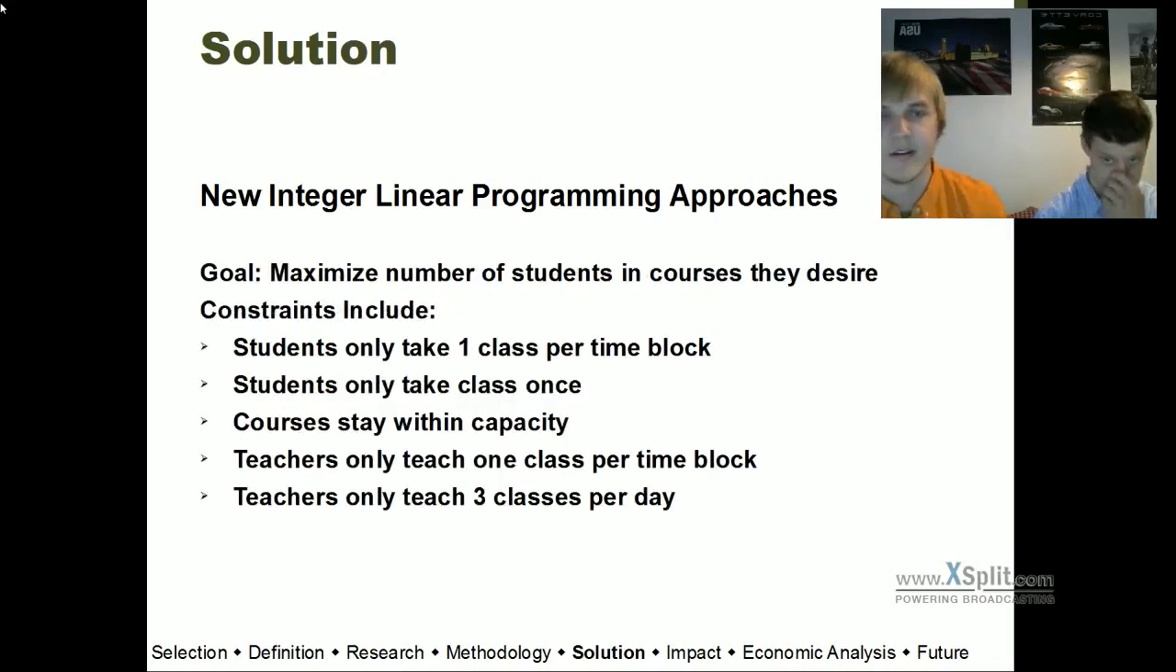Okay, so we'll look at a more broad definition of all these different constraints we have. Our goal here is to maximize the number of students in the course they want. If a student gets the course that they requested, it's plus 1 point. Try to get the most points you can. These are the different constraints. Students can only take 1 class per time block. They can only take a class once. Courses need to stay within capacity. Teachers can only teach 1 class per time block. And teachers only teach 3 classes a day. All these except that last one are fairly logical, straightforward constraints, and the last one is just a Templeton-specific constraint.